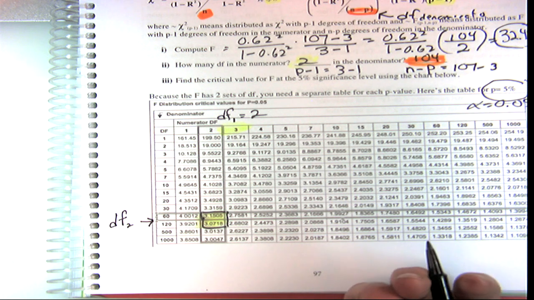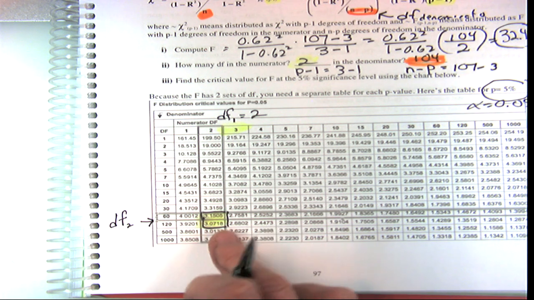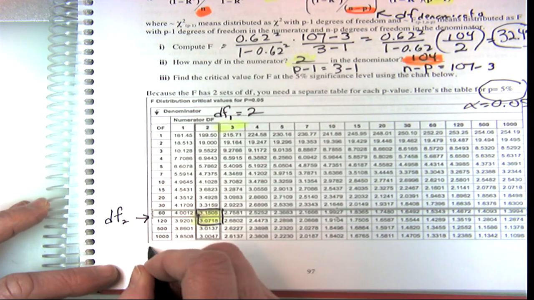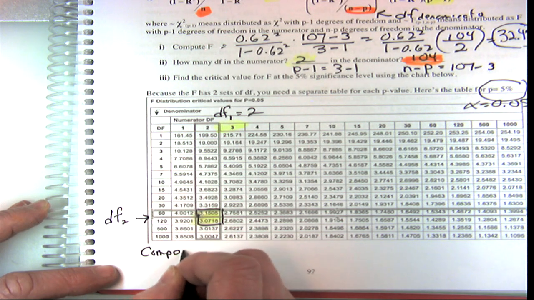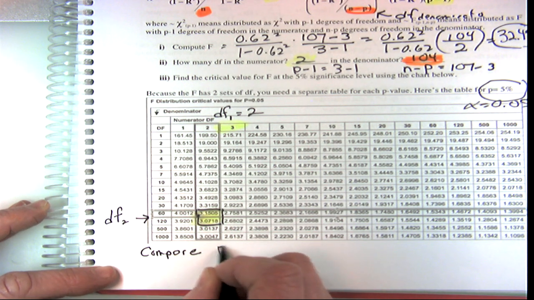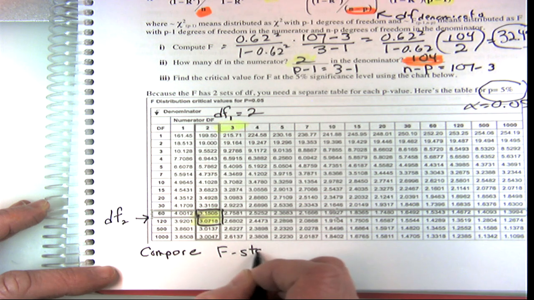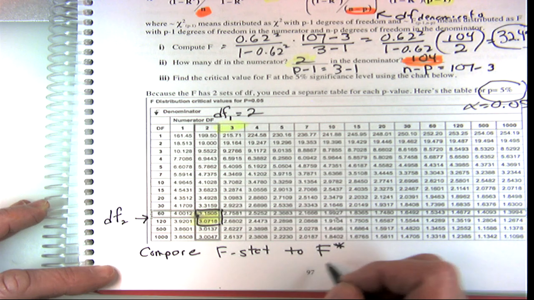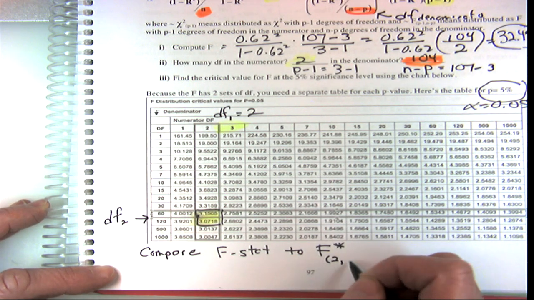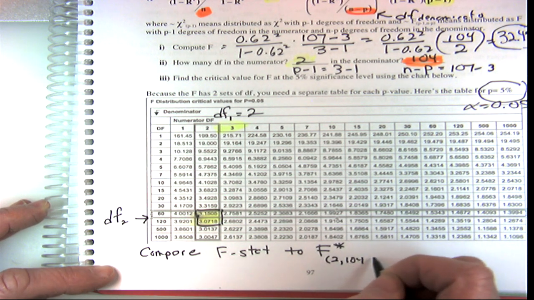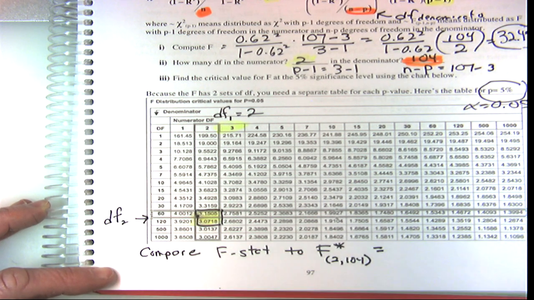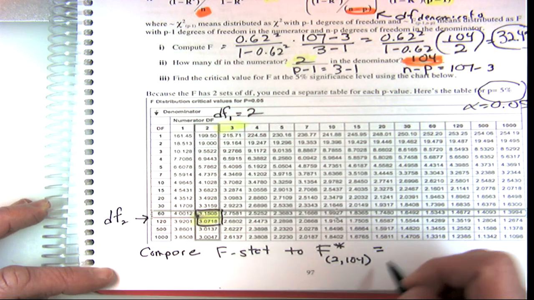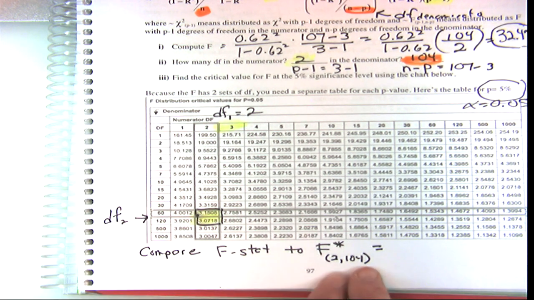But basically, how would you find this if you wanted to really find it? Because what we want to do is compare our F ratio, our F stat, to the critical value for 2 degrees of freedom in the numerator and 104 in the denominator. And if we wanted to do it at alpha equals 0.05, how would we do it?